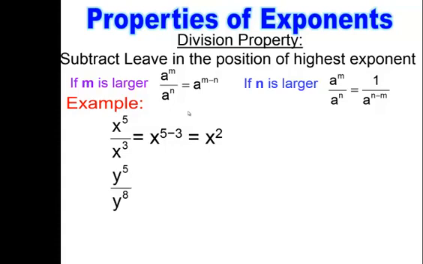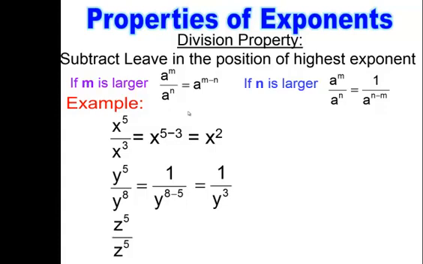This next example, I want you to notice here that the higher exponent's on the bottom. So I'm going to need to subtract the 5 from the 8, but I'm going to subtract it, leaving the variable on the bottom. And because nothing's going to be left up top, I need to put that 1. So I end up having 1 over y to the third.